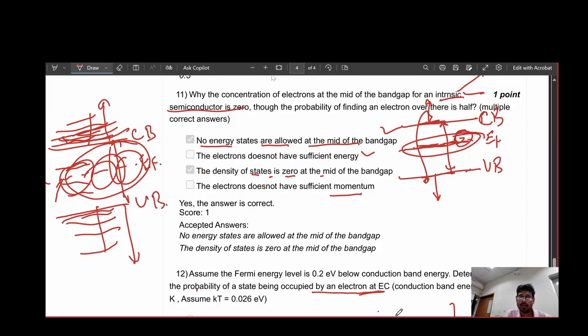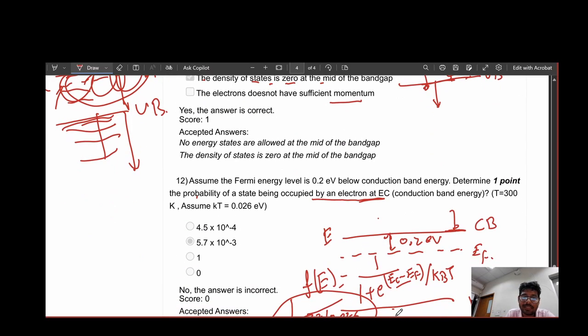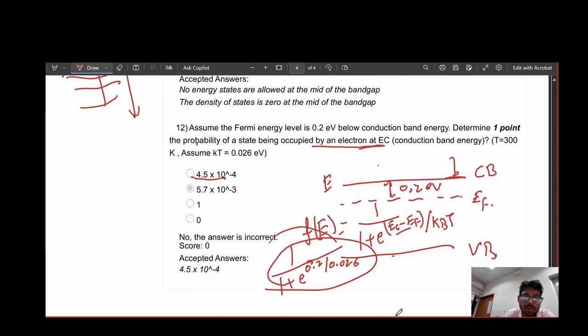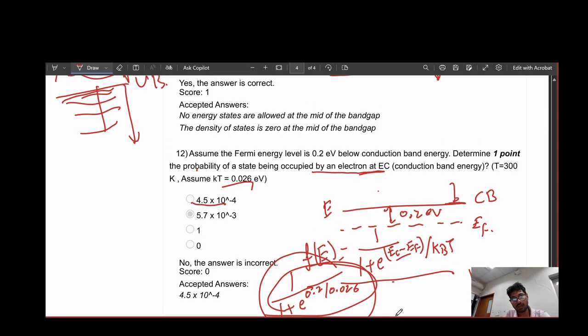Sir, one time show the answer of 12, sir. The 12th one is 4.5 into 10 raised to power minus 4. That is the answer. Okay, so if you solve this one, you will get that one. Yes, sir. I can solve.